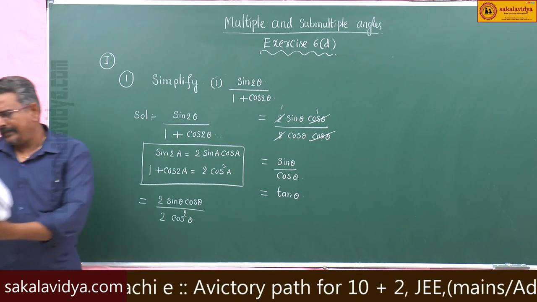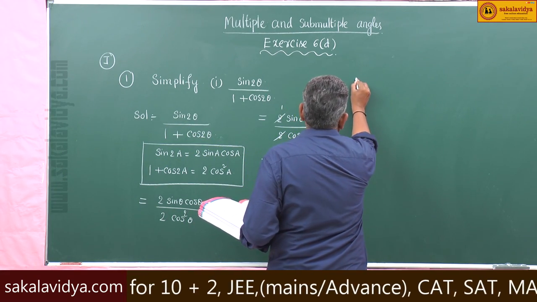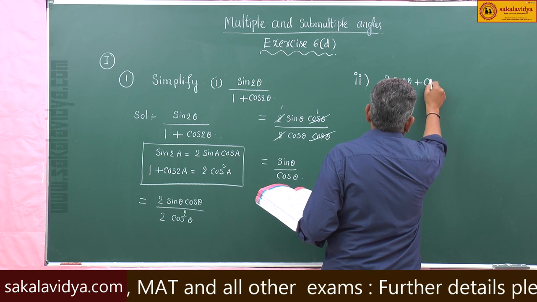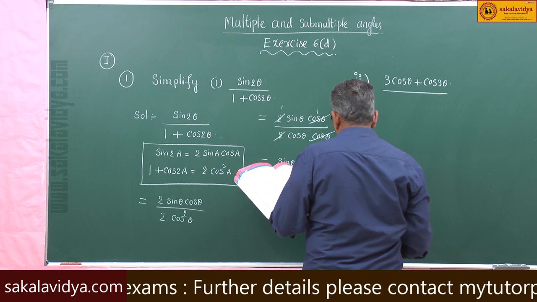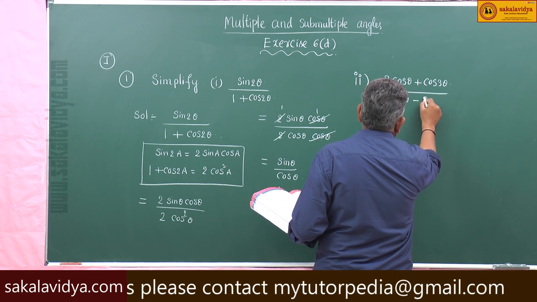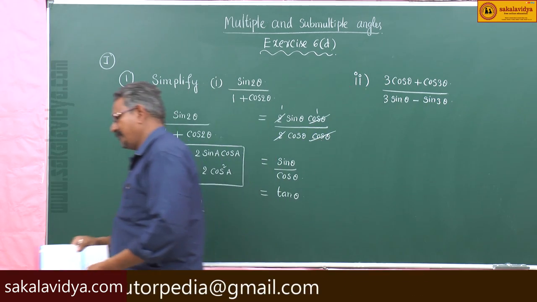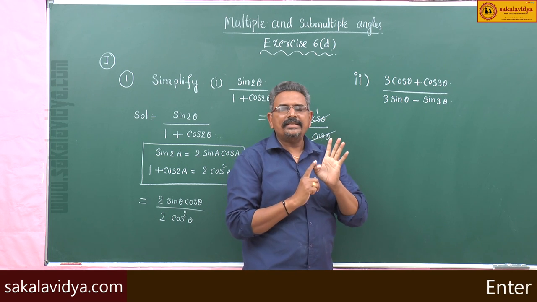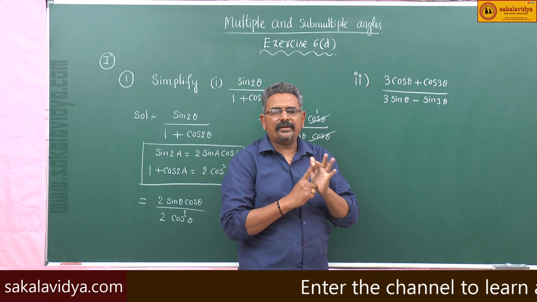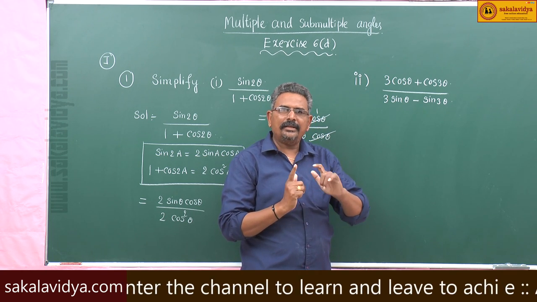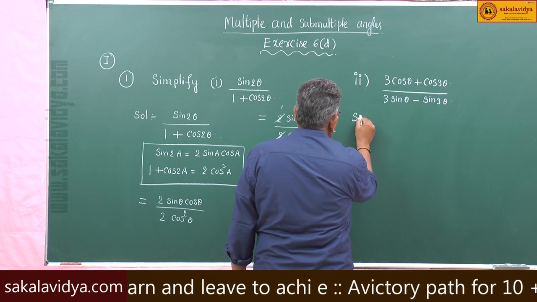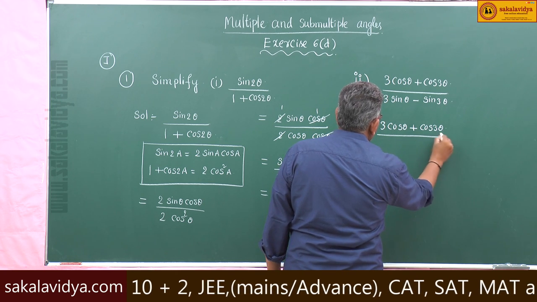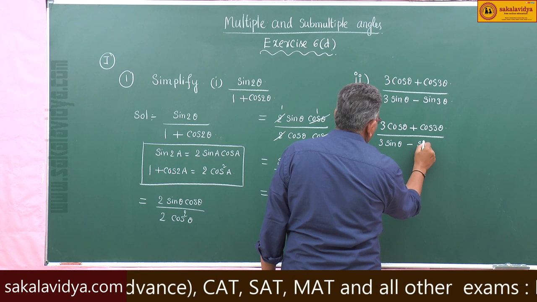So now here the second one, also a simplification problem. Simplify 3 cos theta plus cos 3 theta divided by 3 sin theta minus sin 3 theta. Okay, let us do it. In this problem we have to apply two formulae. One is sin 3a, another one is cos 3a. So first of all let us discuss sin 3a and cos 3a, then we go for the problem.